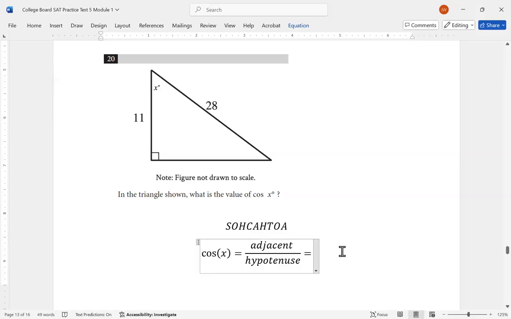And what we mean by that is the lengths of those sides. So if you look at x, the side adjacent to x, that's the leg adjacent to x, is 11. And the hypotenuse of this right triangle is 28. So I end up with 11 over 28 as the cosine of x. That's how I would leave my answer.